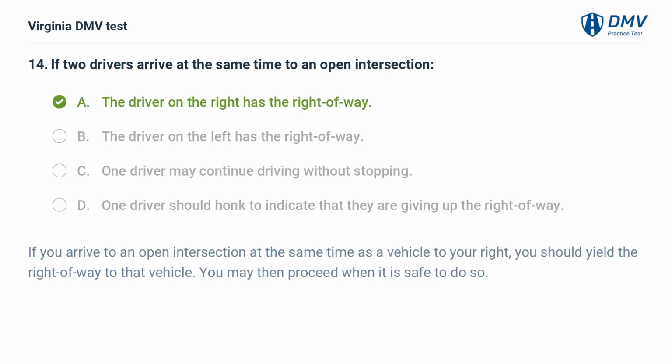A. The driver on the right has the right of way. If you arrive to an open intersection at the same time as a vehicle to your right, you should yield the right of way to that vehicle. You may then proceed when it is safe to do so.